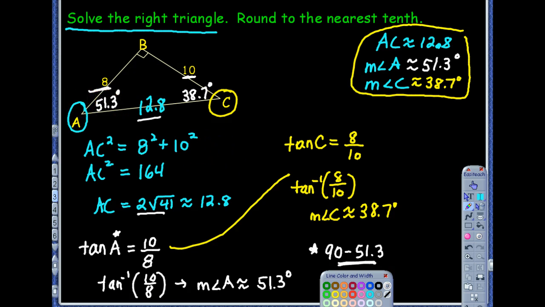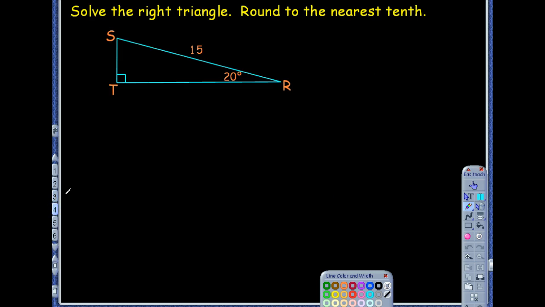All right, try same directions. Same directions, new triangle, but now we're given different pieces. On the last one we were given the two legs. Here we don't know either leg. And on the last one we didn't have any angles. Here I'm giving you an angle.